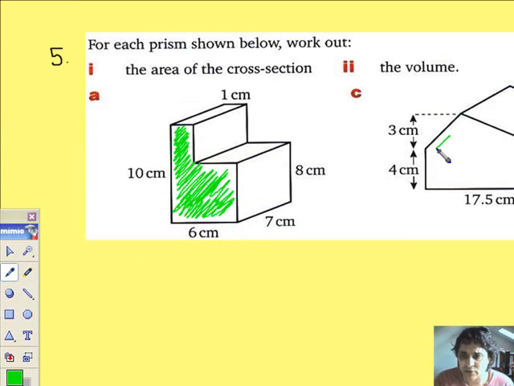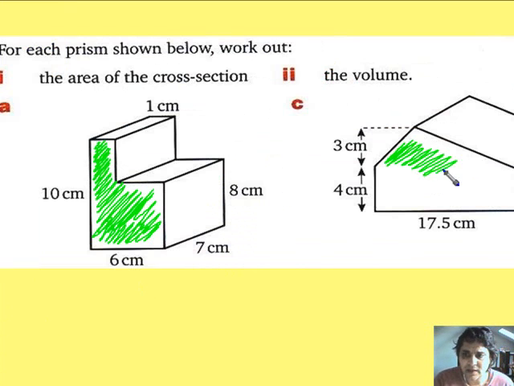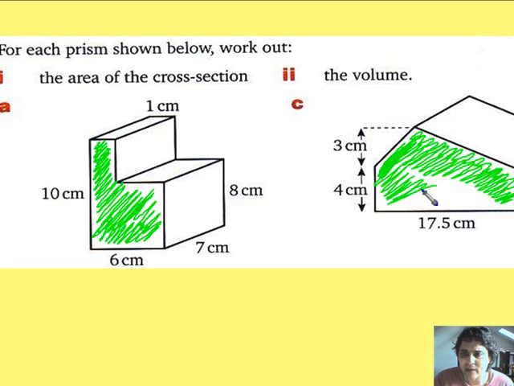Same with this one. If I just greenify this, so that's my front face there, my cross-sectional area. If I work that out, then I can just multiply it by 8 deep, and I've got myself the volume of this compound shape. It's a compound shape because the shape at the front doesn't have a particular name. 1, 2, 3, 4, 5. Call it a pentagon, but it's not regular.